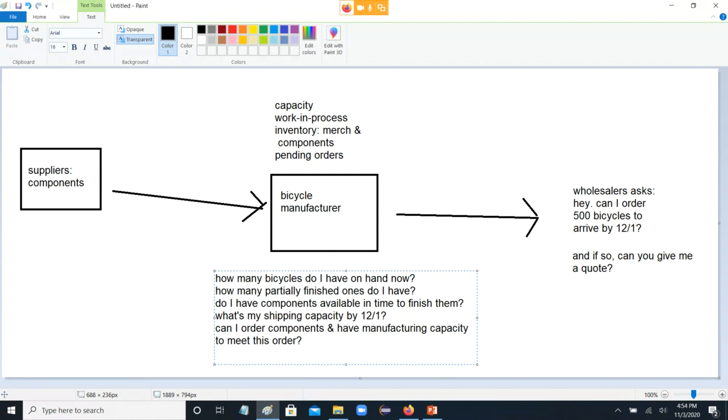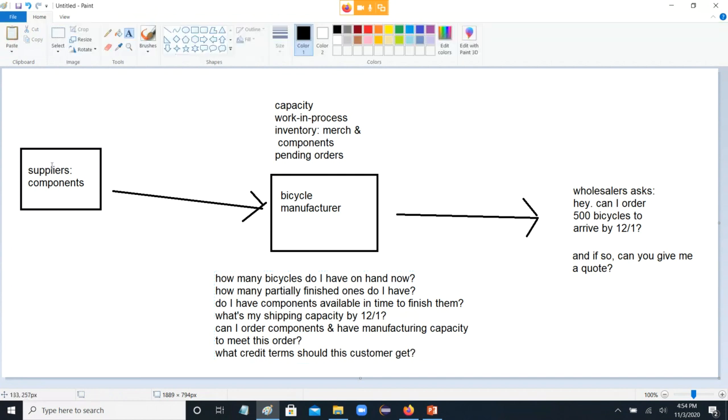Then, of course, we also get into things like what credit terms should this customer get? So there are a lot of different systems involved in this. I might have to ask many suppliers. I might have to ask different manufacturing facilities that are under my umbrella. I've got to talk to the accounting people to see what sort of credit I have to give. I might also have to talk to finance and accounting to see if I can still get those components from the suppliers, even if they're available, if I'm not too far in debt, whatever. Yeah, there are a lot of questions.